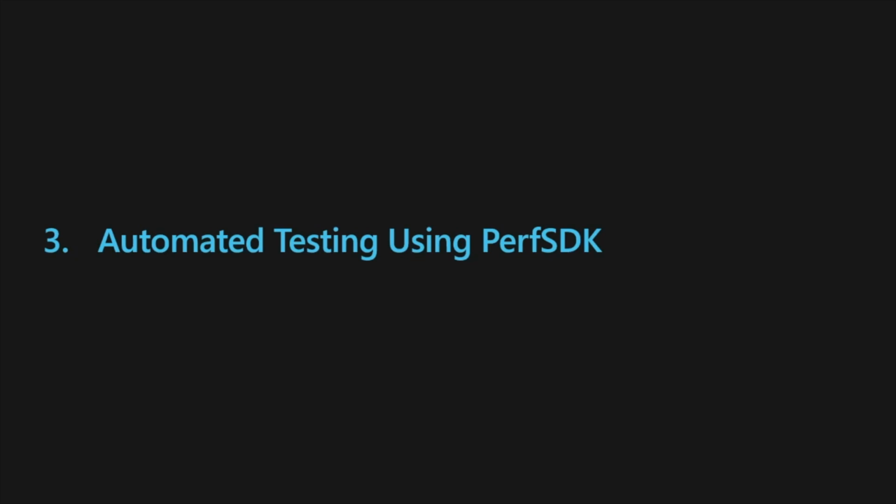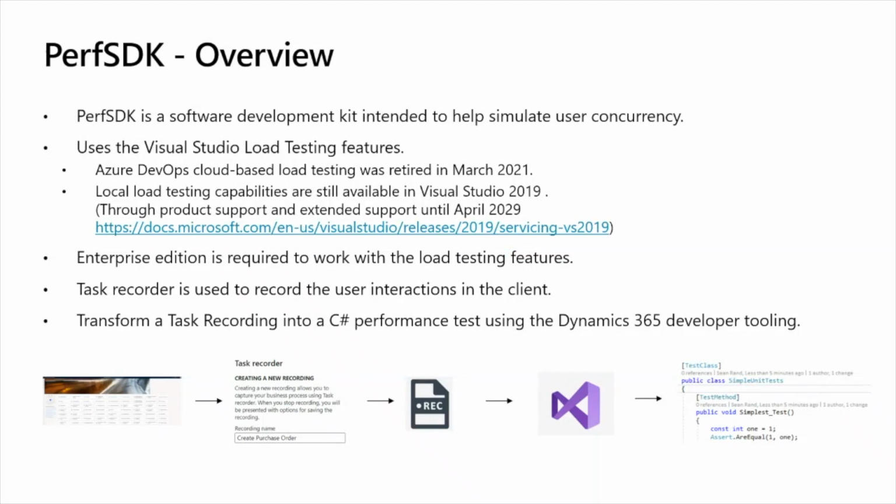So now after manual testing, let's have a closer look at how we can automate testing using the PerfSDK SDK. PerfSDK is a software development kit that helps you simulate concurrent user load and user activity. It's built on top of Visual Studio load testing features.